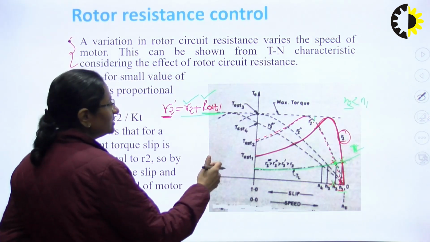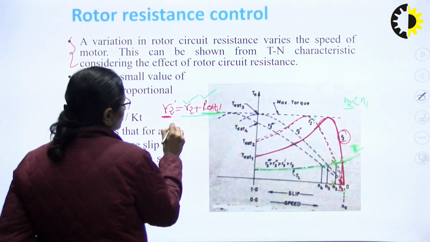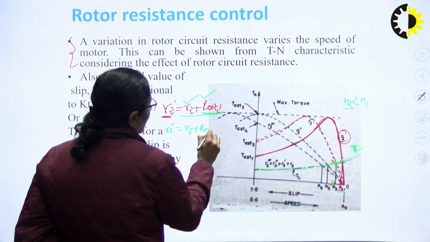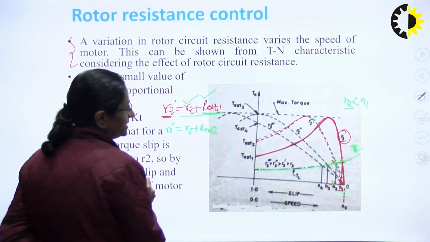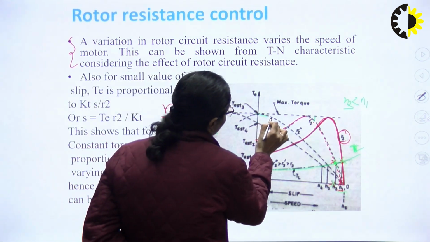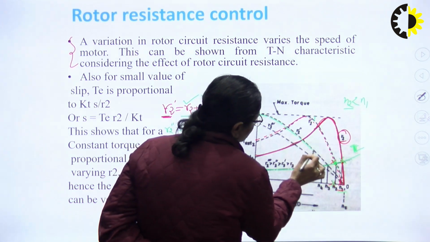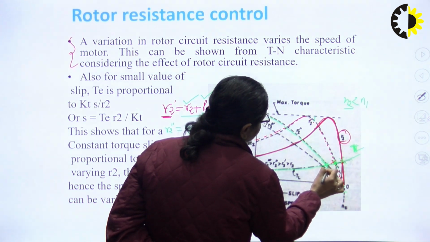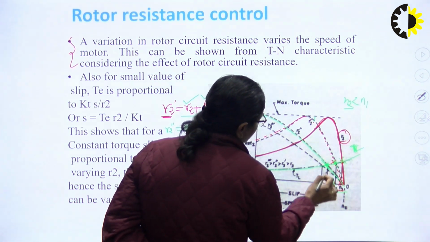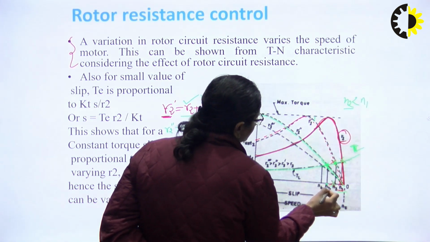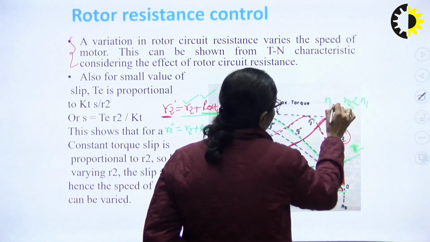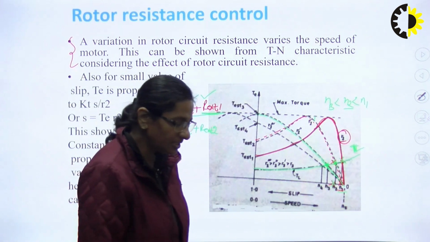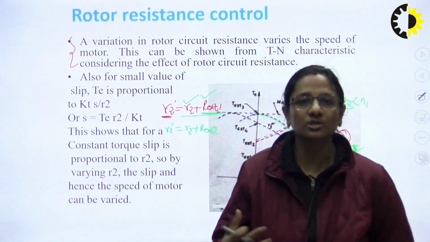Now, let us increase the resistance to the value of R2 double dash, where R2 double dash is rotor winding resistance plus R external 2, let it be. So, this is going to be the speed torque characteristic of the motor. The corresponding operating point can be seen as the intersection point of the motor torque characteristic and the load torque characteristic, and the operating speed so obtained is N3, where I can see that N3 is less than N2. So, with an increment in the rotor circuit resistance, we are getting a reduction in the operating speed of the motor.